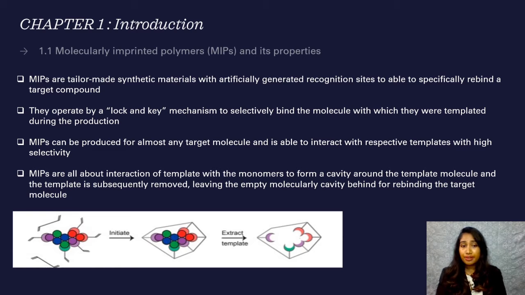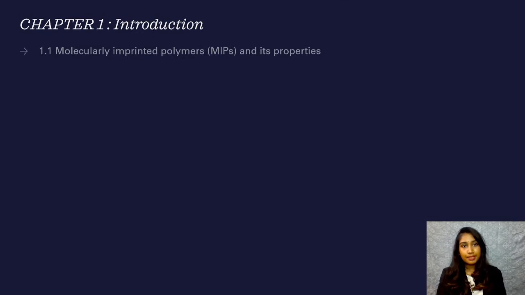They are all about interaction between the template and the monomers to form cavity around the template molecule, and the template is removed, leaving the empty cavity behind for rebinding the target molecule. Next is 1.2, which is early MIP history. This is about a brief look into the history of MIPs and its evolution.